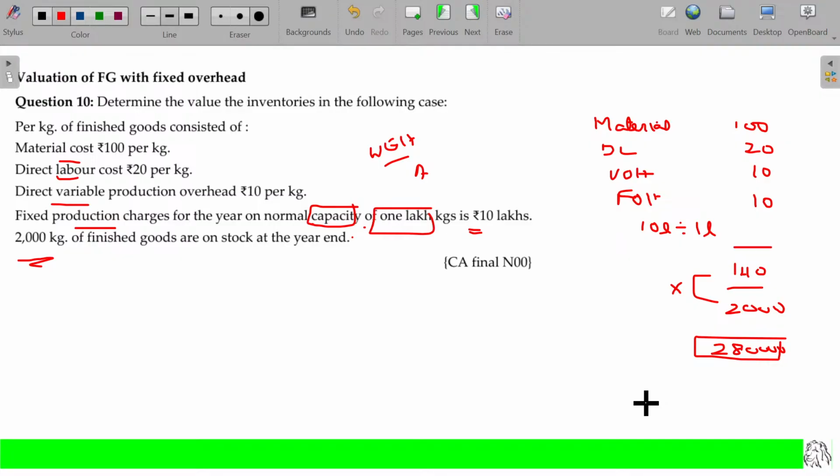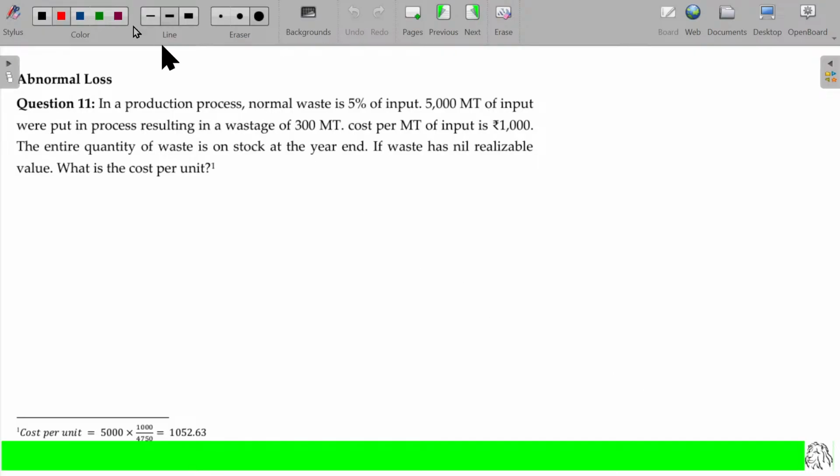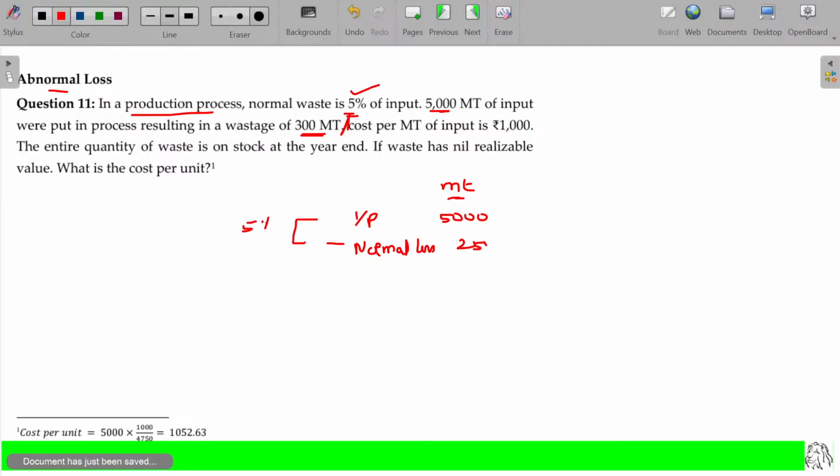Next, what happens in case of abnormal loss, sir? In a production process, normal waste is 5% of input. 5,000 metric ton of input were put in process. And in a wastage 300 metric ton, cost lost minus what loss should be subtracted? Normal loss should be subtracted. What is the normal loss here? 5%. 5% will be subtracted, 250.